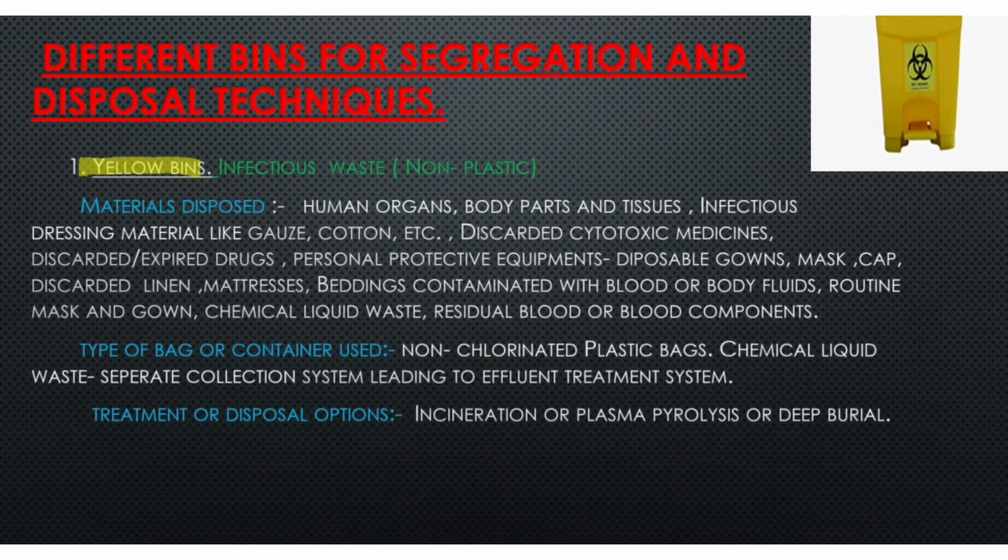Basically we can say that human organs or dressing material like gauze pieces, cotton, then medicines, expired medicines or drugs, then disposable gowns, mask, cap, then the beddings of the patient, linen, mattresses contaminated with body fluids or blood, then chemical liquid waste and residual blood or blood components. What type of bag or container do we use? These are non-chlorinated plastic bags, and for the chemical liquid waste, a separate collection system leading to the effluent treatment system has to be used.